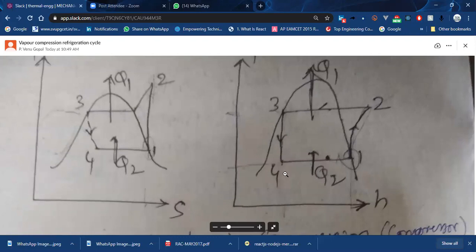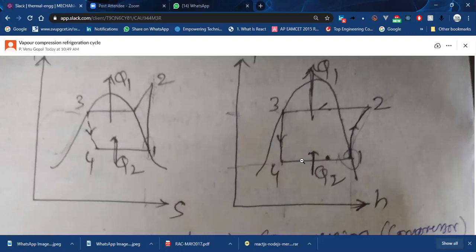So that's why it is a vertical line. So you have to see both the diagrams. So then we have 3 to 4 as an isoenthalpic process, and then 4 to 1 is a constant pressure heat rejection. Yeah, sorry, heat absorption.